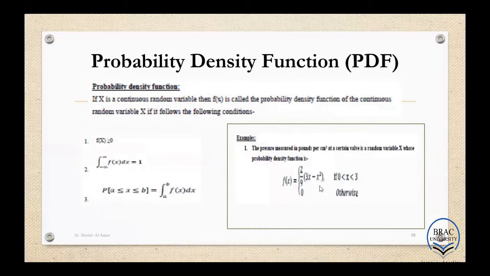So here we put one example. Say the pressure measured in pounds per square centimeter at a certain valve is a random variable x, whose probability distribution function is f of x equals 2 over 9 times (3x minus x square) when x lies between 0 and 3. Other than that, the probability value is 0. That means if x equals 4, the probability value is 0. If x equals 5, the probability value is 0. So this is the example for probability density function.